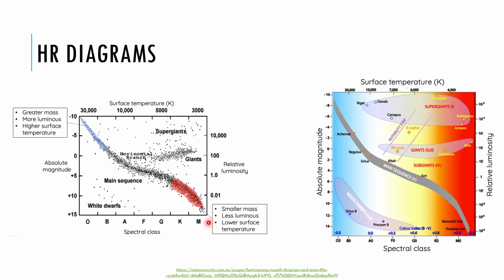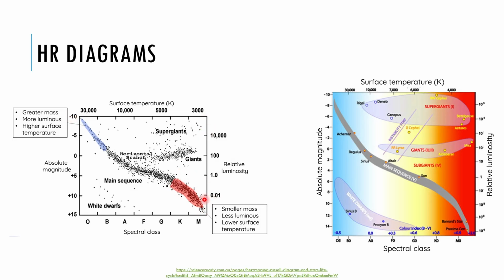A key feature that you'll notice is that most stars, when plotted, fit along this diagonally running line here. And this is what we call the main sequence. Most stars are identified as main sequence stars. They follow the general trend that as the surface temperature of the star increases, the absolute magnitude or the luminosity of the star increases as well.